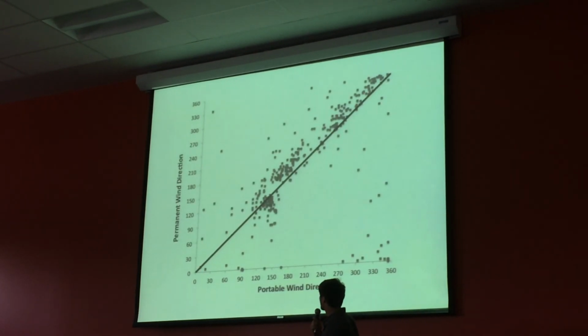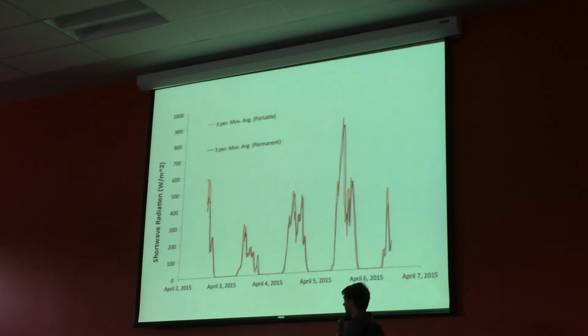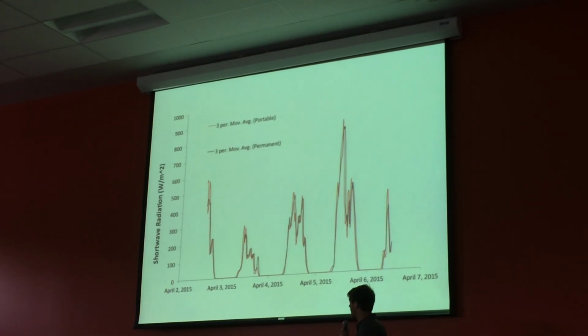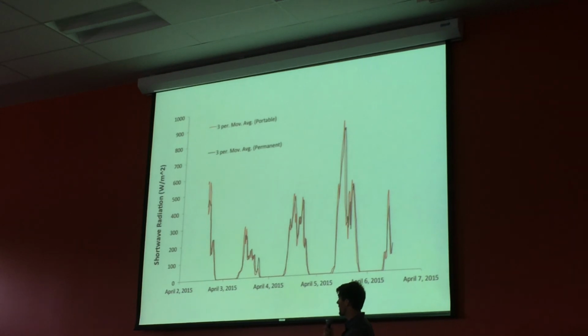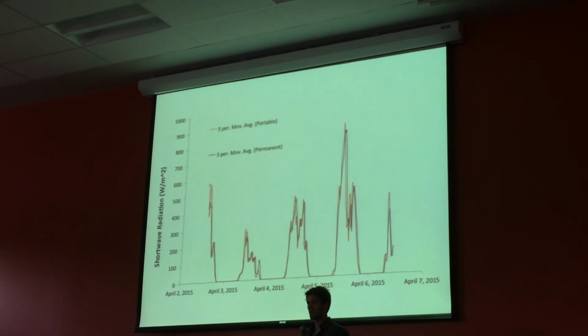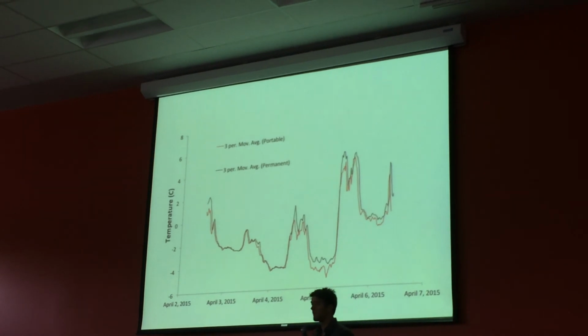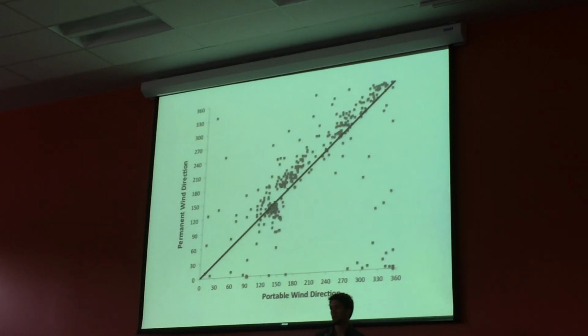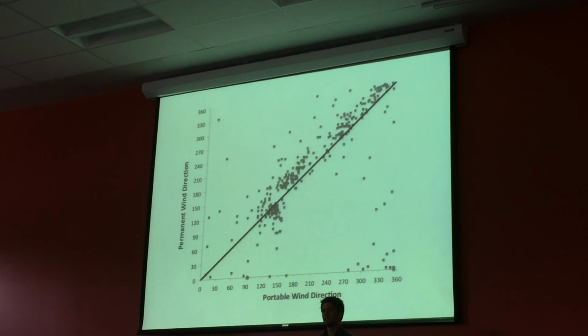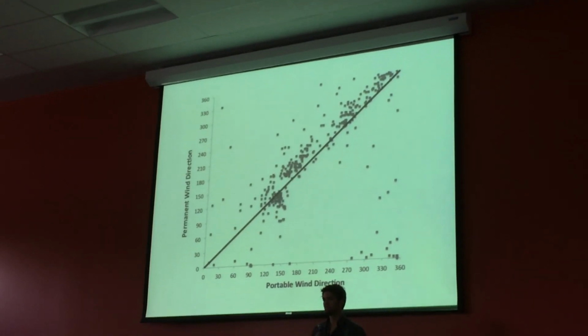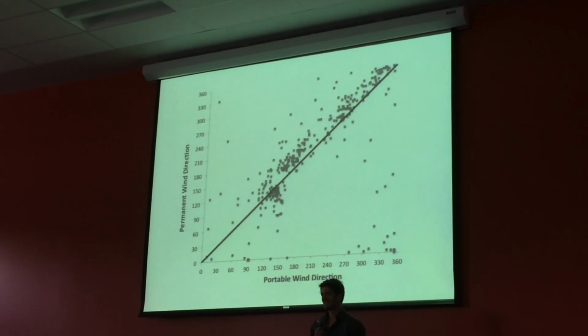Here is wind direction. Here you can see our data are in good agreement: my shortwave radiation values and the portable weather station shortwave radiation values, and here are temperature values. So this is just an example of how I know that the data I'm recording is accurate.